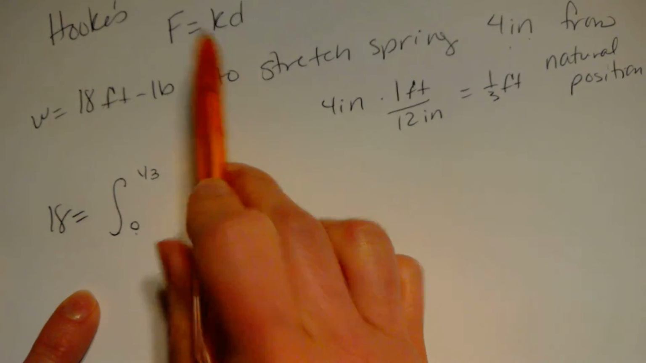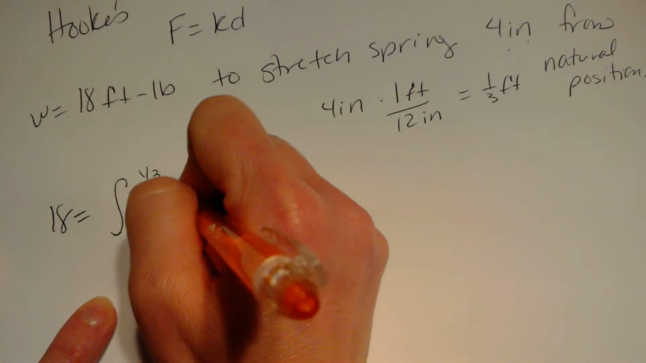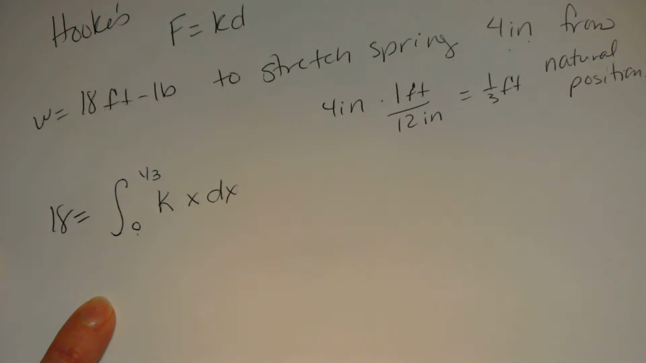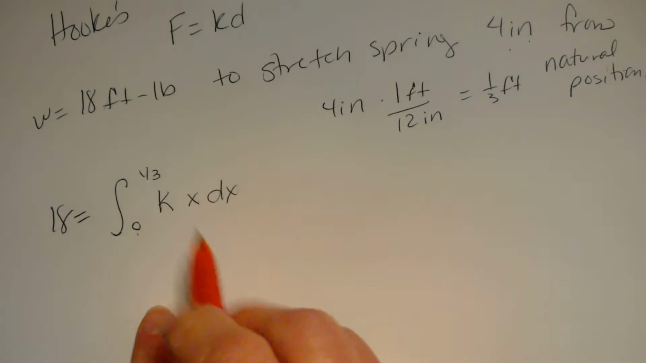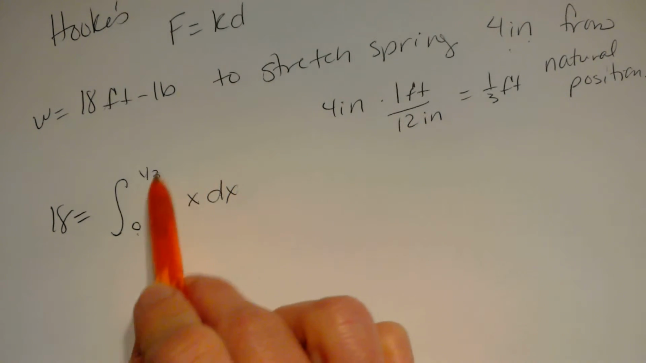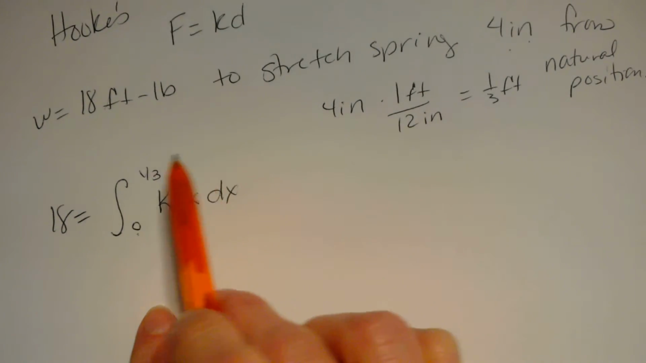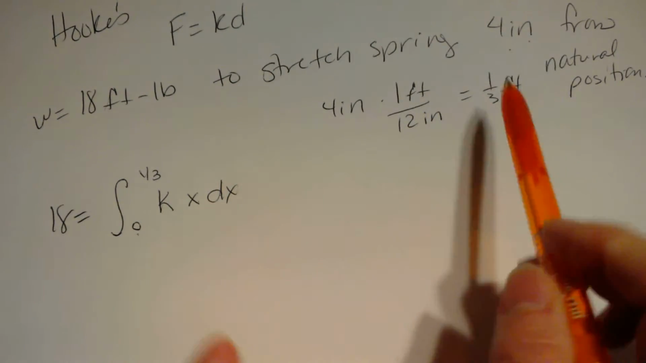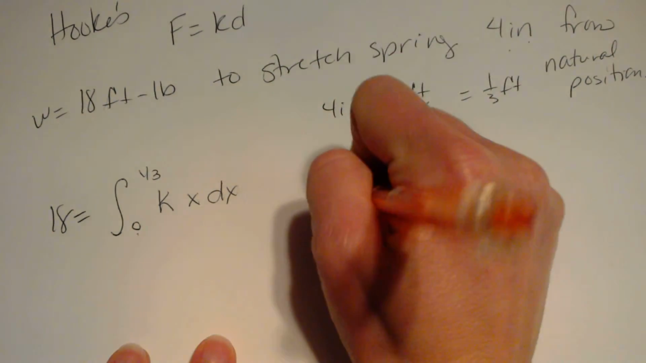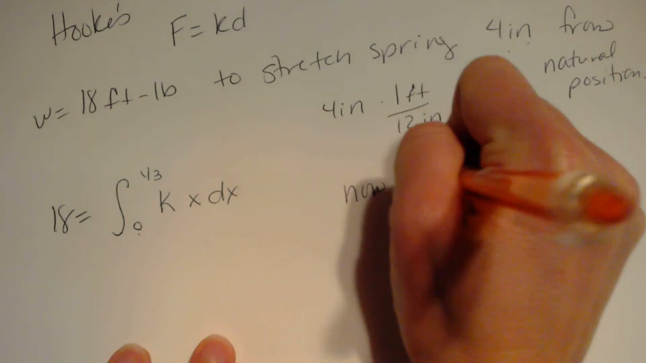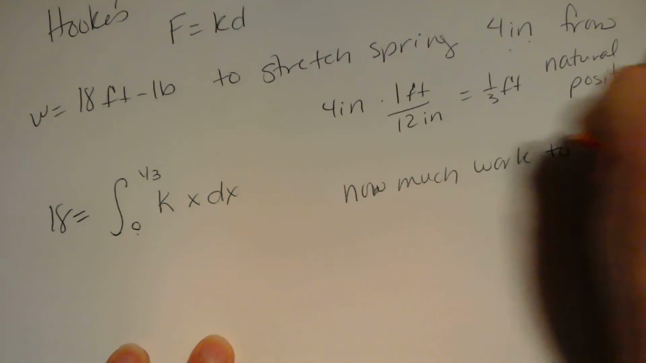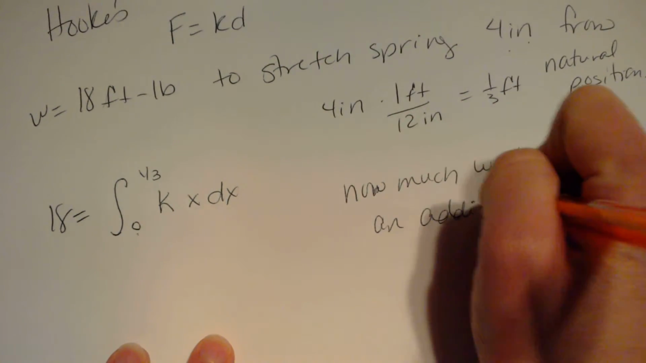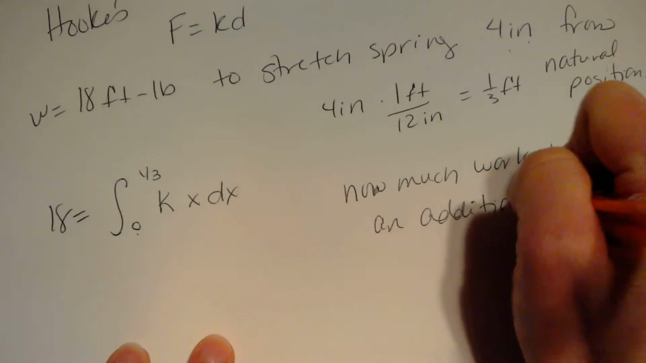Now, we're looking at this formula: k times our distance. We're just going to use x because we like x as our distance. We could use d, but then we've got dd, and that's kind of confusing. So we're going to integrate this and then solve for k. Oh, I didn't tell you what we want to know. It gives us this information, and it says, how much work does it take to stretch an additional 3 inches?